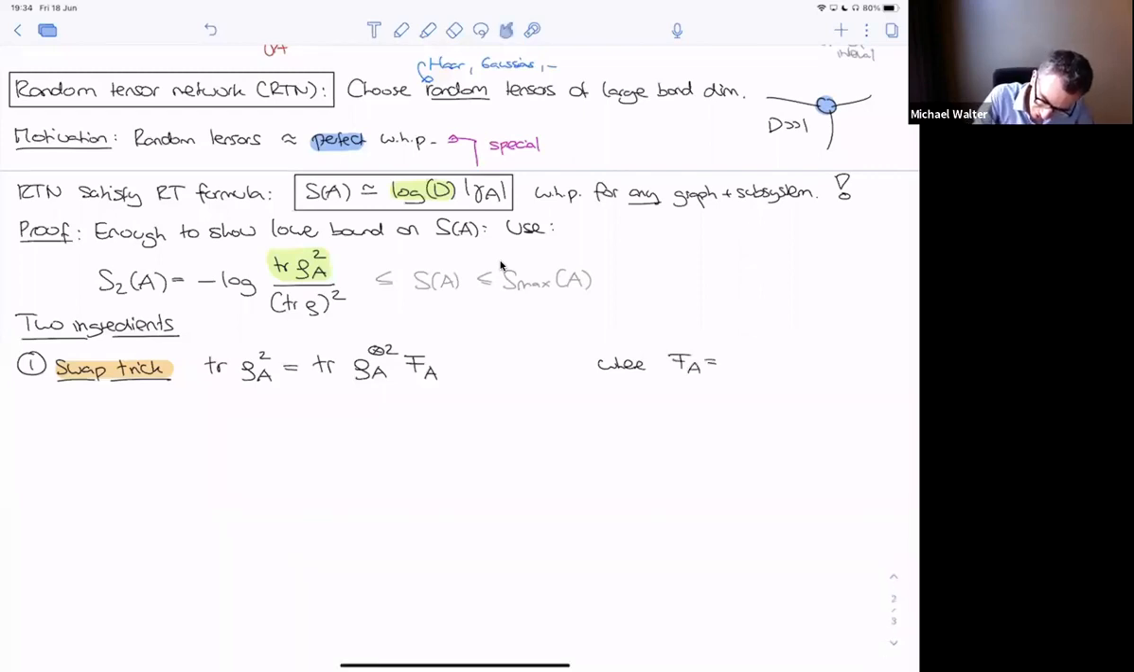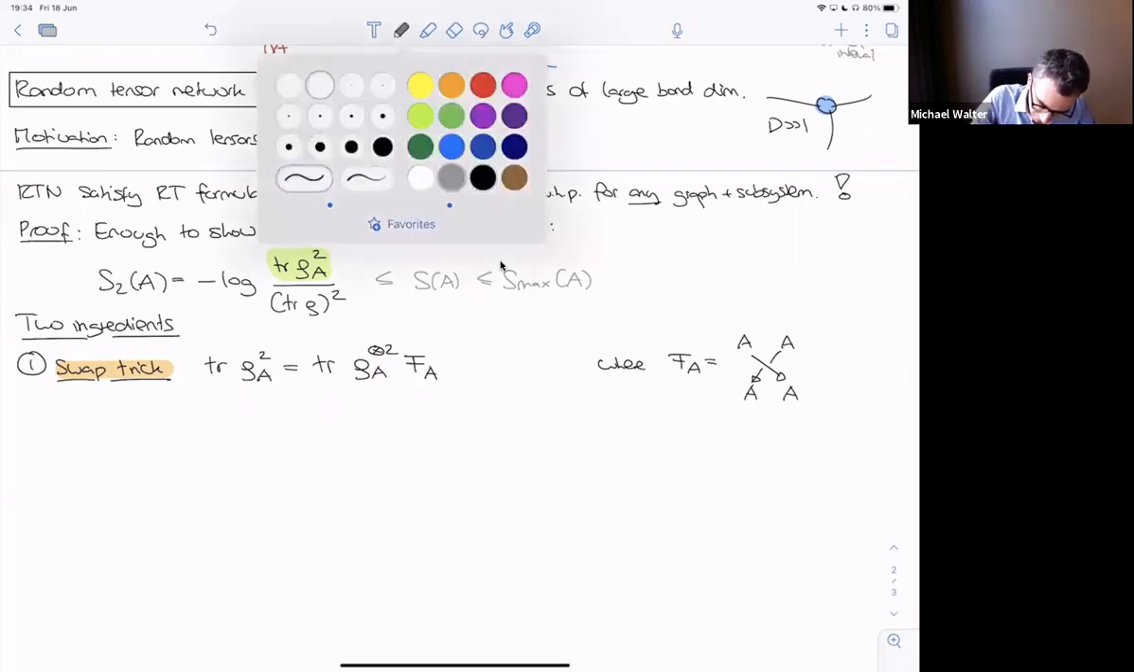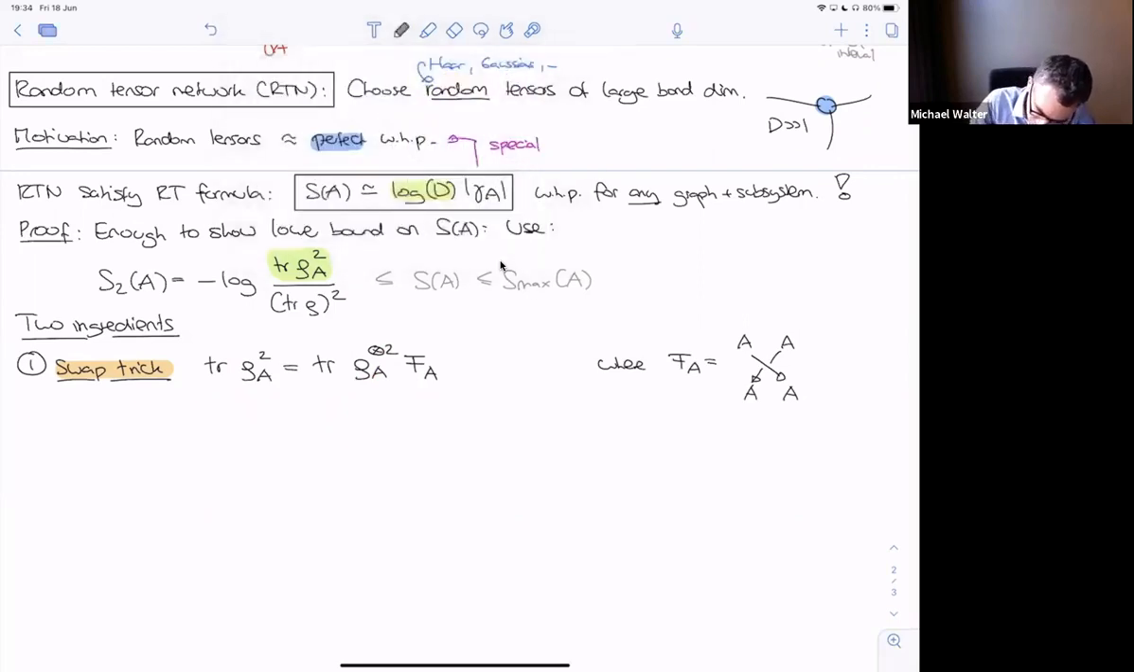So what's the Hilbert space here? The Hilbert space is two copies of the A Hilbert space, A and A, and the operator is the one that swaps the two copies. And what's the proof? Well, if we just draw a picture, this is rho A, this is rho A. Now we are swapping, and then we're taking a trace. If you simplify the picture, you just see it's trace rho squared.